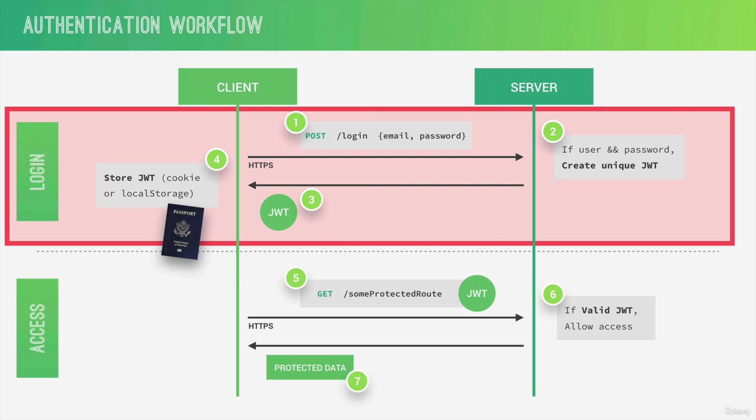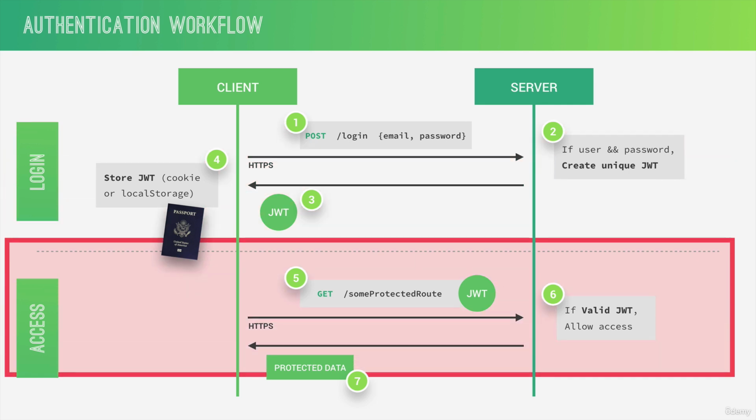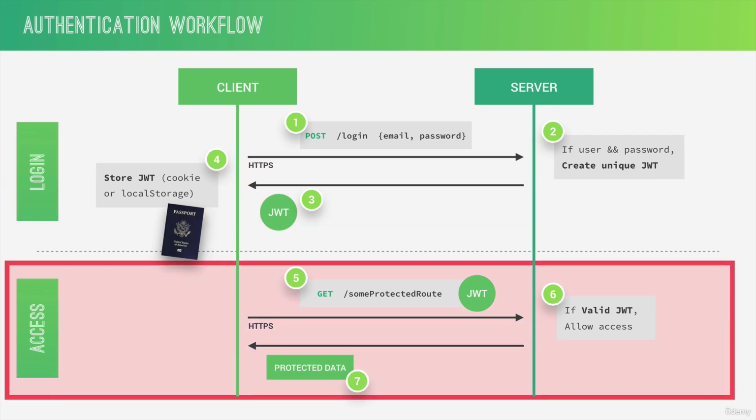So next up, we will actually implement protected routes. So basically, using the created JSON Web Token in order to give logged-in users access to protected routes. And this is the second step of authentication. And so let's now go ahead and implement this functionality.